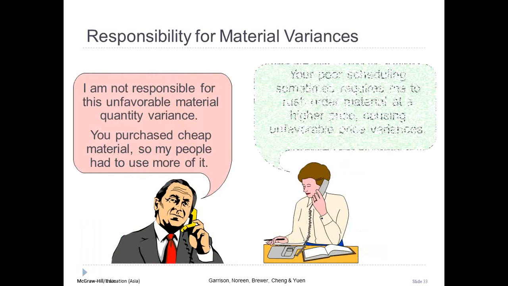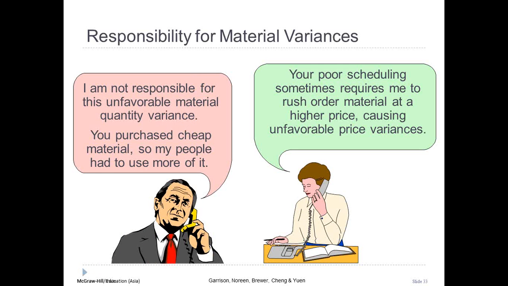For example, the production manager may schedule production in such a way that it requires express delivery of raw materials, resulting in an unfavorable materials price variance. The purchasing manager may purchase lower quality raw materials, resulting in an unfavorable materials quantity variance for the production manager.